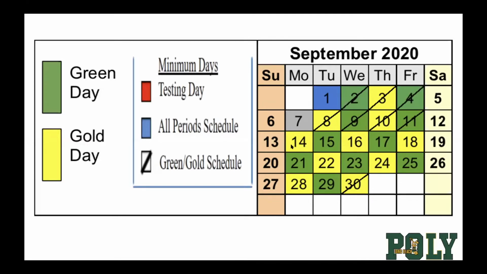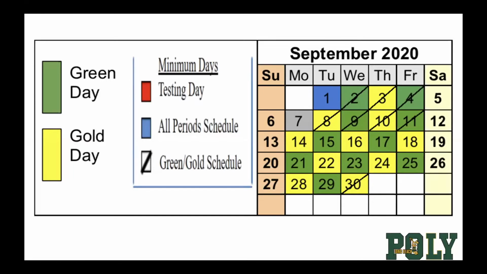Oh, what's that? These ones over here have a slash through them, and these ones don't. Why is that? If I look over here at my key, I'll notice that these are minimum days. If it has a slash through it, these are minimum days, so we will not be going to school that entire day. You'll notice over the first 2 weeks of school, yes, that's right, for the first 2 weeks of school, you'll only be going to school part of the day for a minimum day schedule. What is that minimum day schedule?